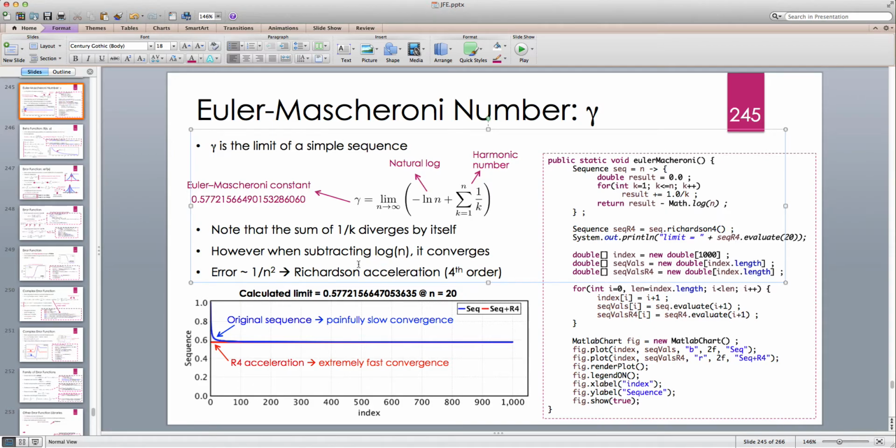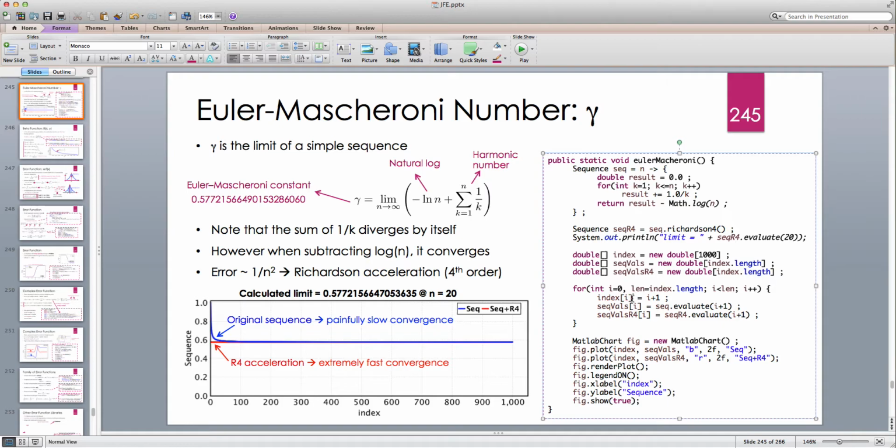If you analyze the behavior of the error, you end up with the fact that the error behaves like 1 over n squared. It's not bad, but it's not the greatest. What we want is 1 over n to the 4th power, n to the 5th, n to the 6th, so very fast convergence. This is relatively slow. But the error is 1 over n squared, and it's not oscillatory. The sequence is monotonically decreasing, so it's perfect for Richardson acceleration, and that's what I'm going to show you here.